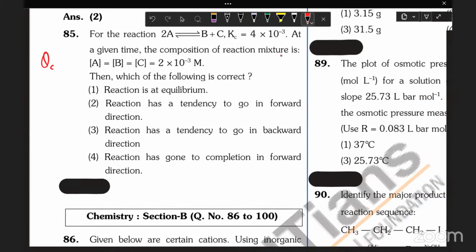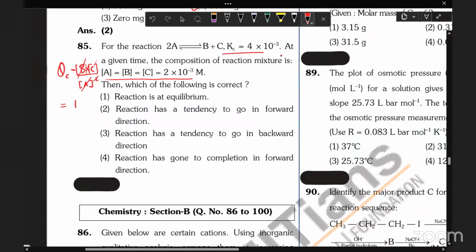So Qc will be what? Concentration of B into C by A square. Okay, I can see all the values are the same, so they'll cancel out, and the value of Qc will come out to be 1. And I can see Kc is a little smaller, so Qc is greater than Kc. That's what I can derive from it. If Qc is greater than Kc, then the reaction has to move in the backward direction, right? That's how we used to do it.